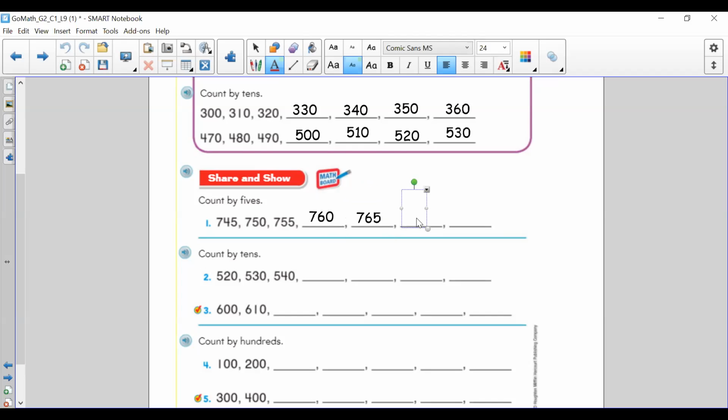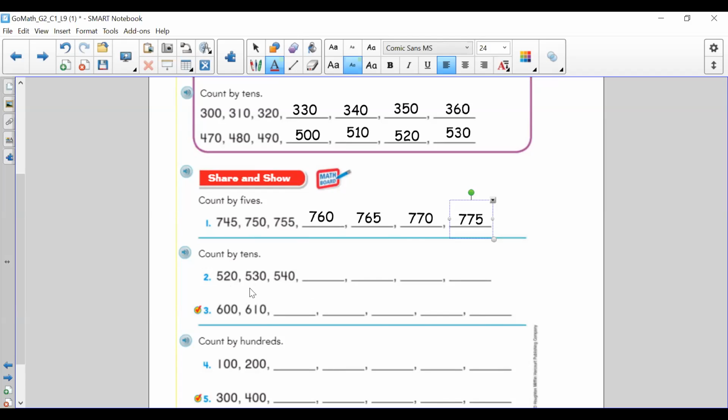And then adding 5 to that, 770. And that's how we write 770. And adding 5 to that, 775. So it goes 45, 50, 55, 60, 65, 70, 75. But these are all in the 700s. So we have to say 745, 750, 755, 760, and so on.